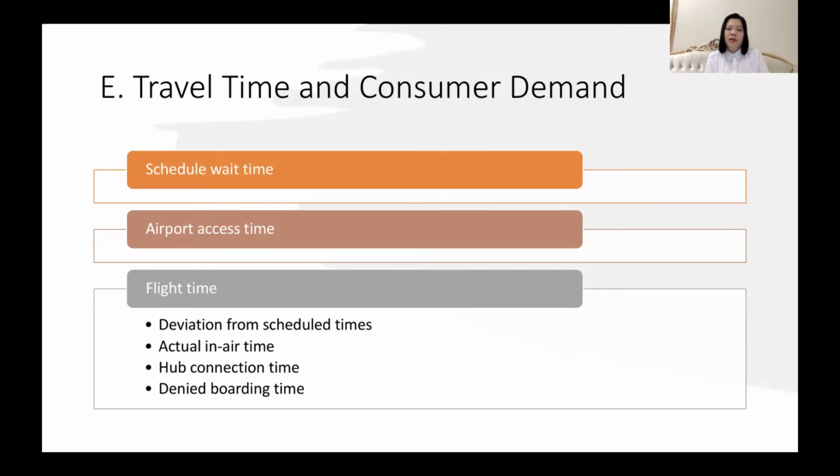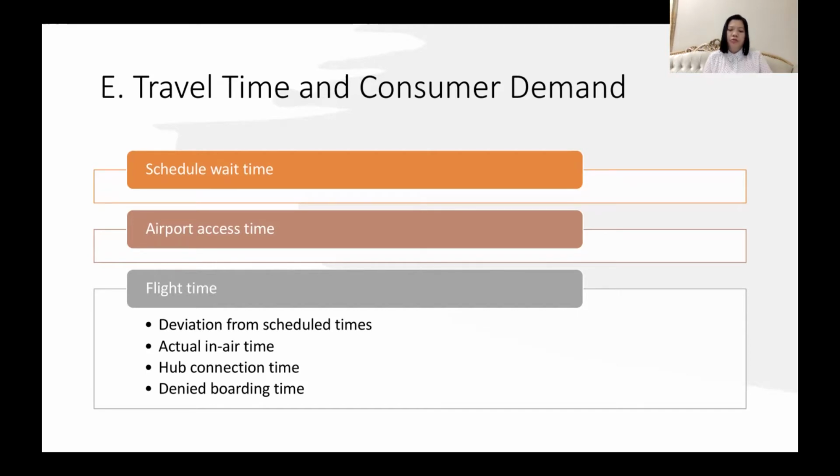One of the consumer demand factors that has been found to be important is the total elapsed time from origins to destination. A carrier which can offer a noticeable reduction in the elapsed time will be more successful in attracting passengers. And airline economists have found it useful to break up total elapsed time into four separate components. The four components are the deviation from scheduled times, the actual linear time, the hub connection time, and the denied boarding time.